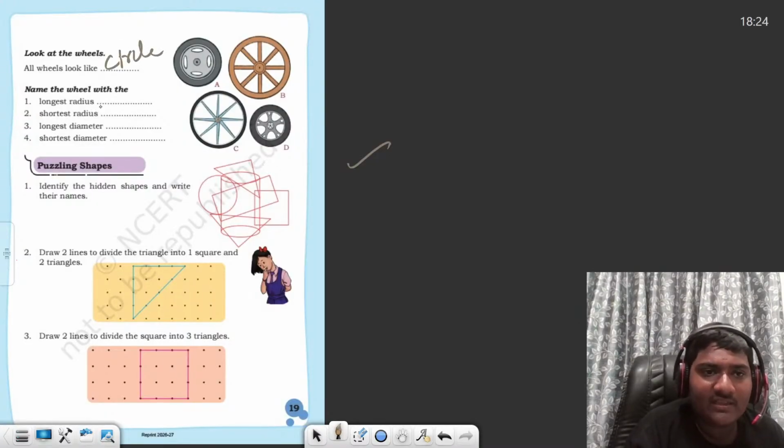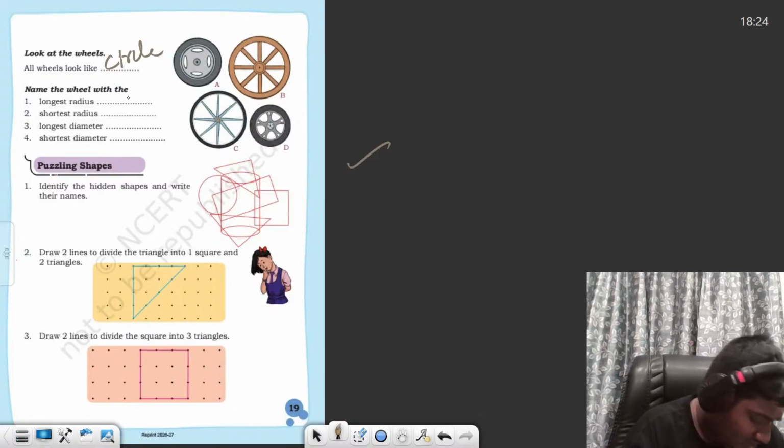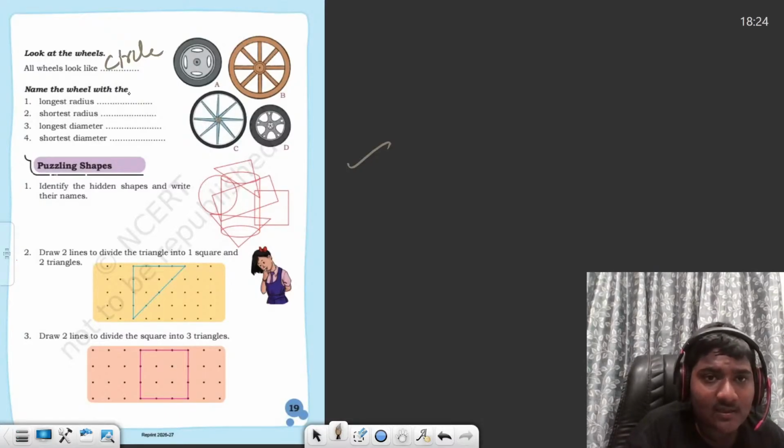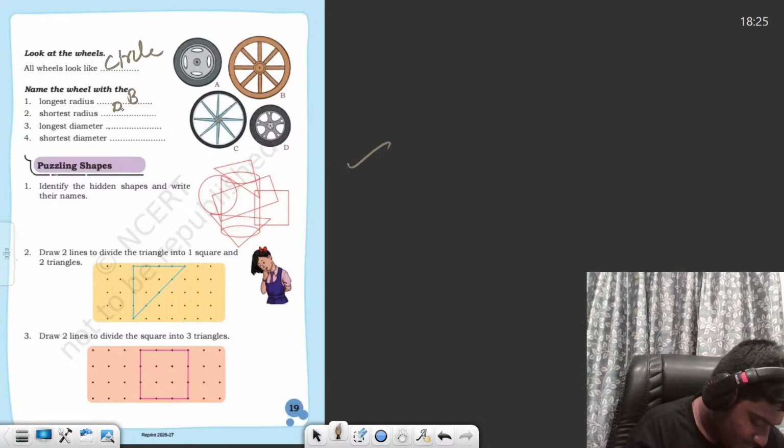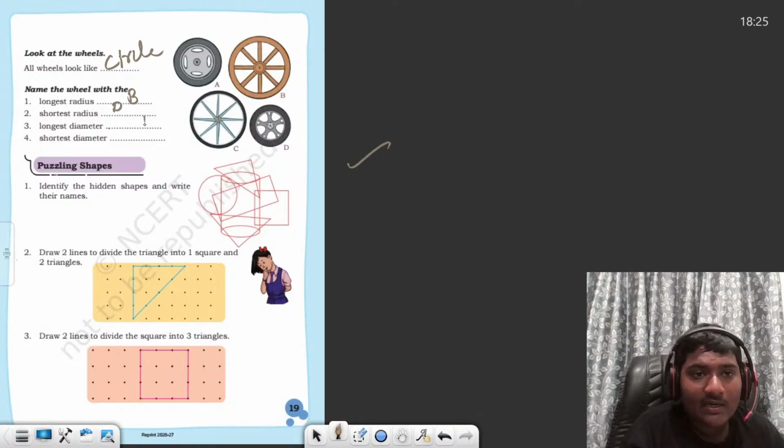Name the wheel with the longest radius. Which has the longest radius, children? B has the longest radius. Shortest radius, children? D has the shortest. Longest diameter? It will be B, and D is also the shortest radius and diameter.